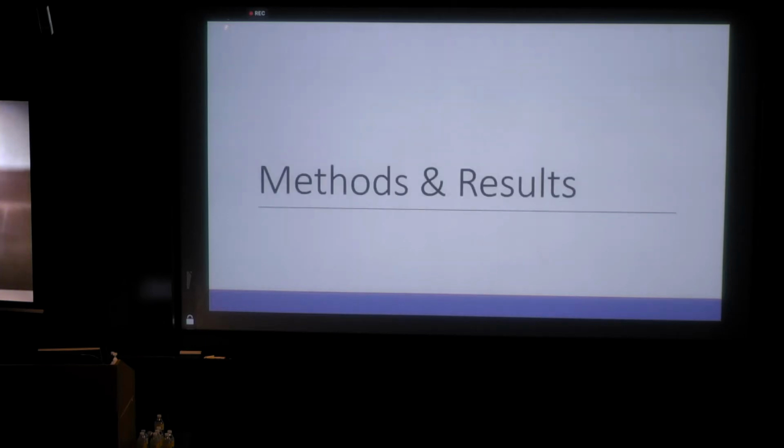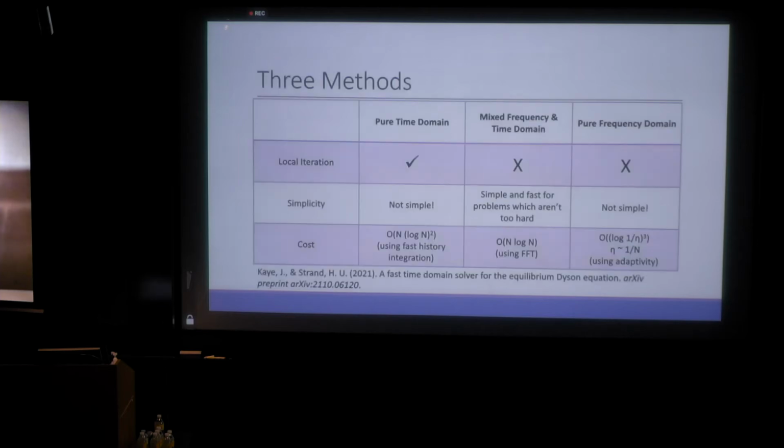So there are methods that we went through in order to make the foundation of the solver, and I will show you the results for them. There are 3 methods: staying in the pure time domain, going between frequency and time in the mixed frequency and time domain, and then going in the pure frequency domain. The pure time domain we didn't go into in this project, but if you're interested, my mentor Jason has a paper, a fast time domain solver for equilibrium Dyson equations, that you can look at.